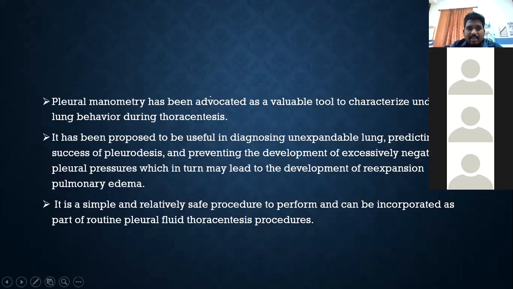Pleural manometry has been advocated as a valuable tool to characterize underlying lung behavior during thoracentesis. It has been proposed to be useful in diagnosing unexpandable lung, predicting the success of pleurodesis, and preventing the development of excessively negative pleural pressure. That's why you should not drain so much. If you create a very negative pleural pressure, it will lead to complications, in turn leading to re-expansion pulmonary edema. It's a simple and relatively safe procedure and can be incorporated as part of routine pleural fluid thoracentesis, and we will do it for some patients, not all patients.